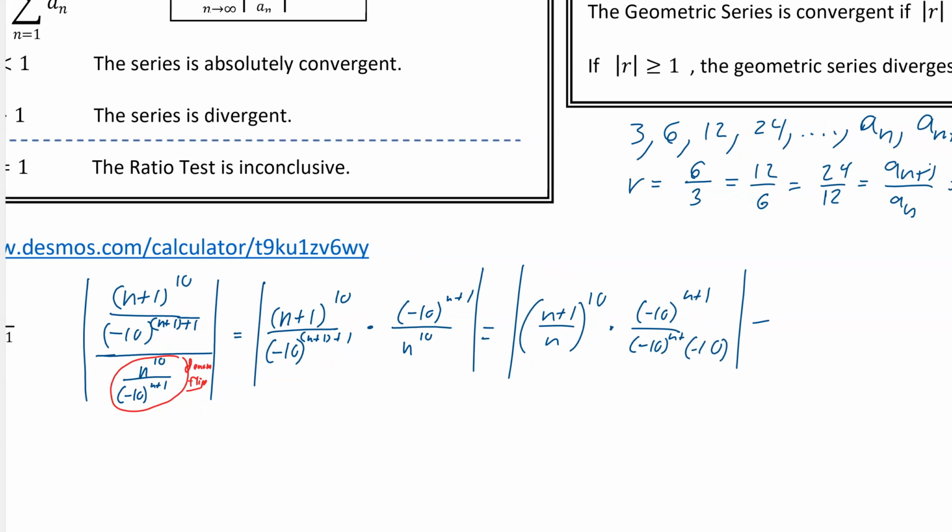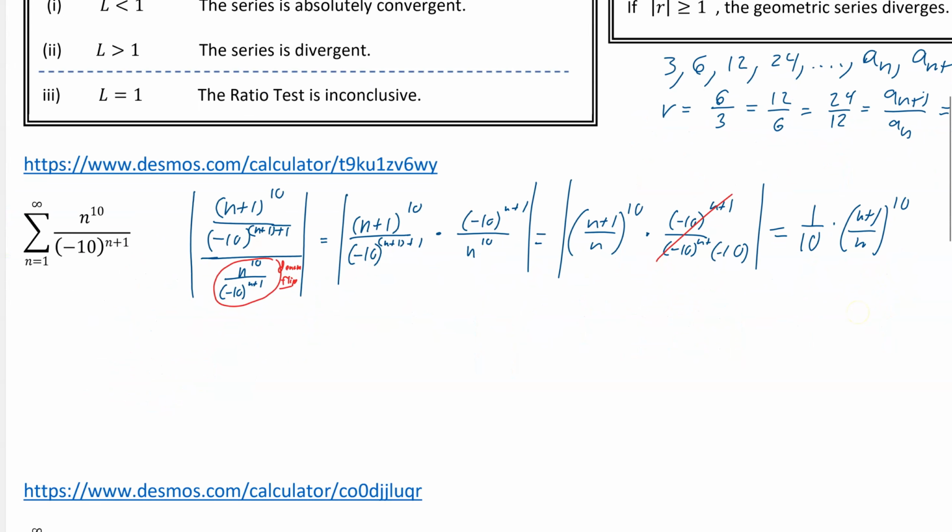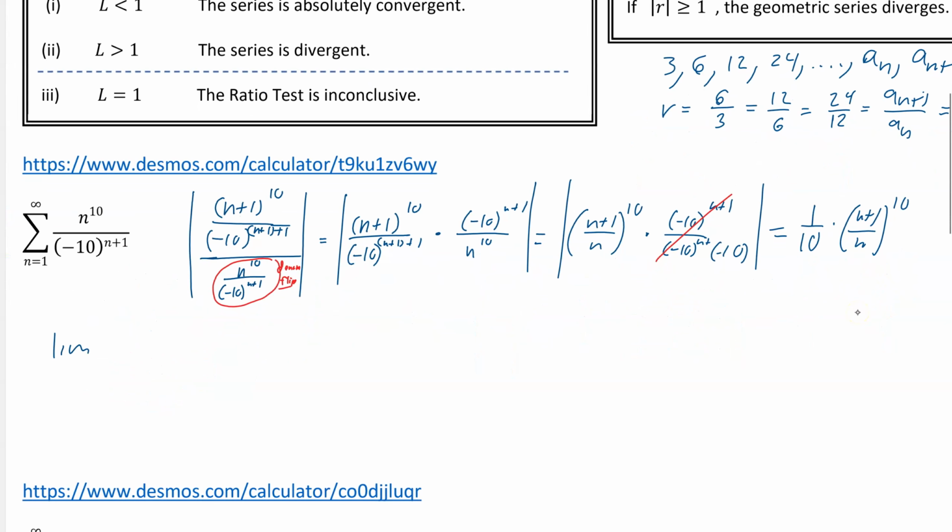All right, now it's just cancellation time. So those cancel. And so we end up with, this would just be 1/10, because of the absolute values, times n plus 1 over n to the 10th. And then I'm going to actually divide these because I want this to be a fraction when I take the limit, because we're going towards infinity. So the limit as n approaches infinity, and put the 1/10 on the outside because it's a constant.